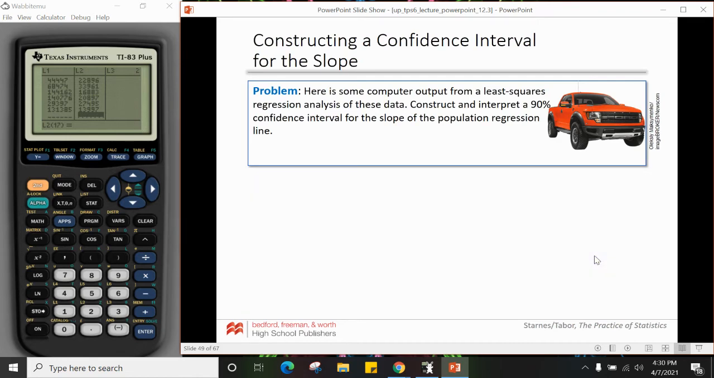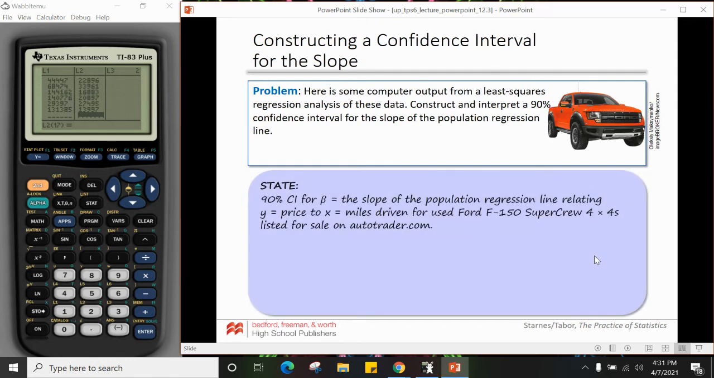So we're stating. Remember, this is a confidence interval, so it's been a little while since we've done it. In our confidence interval, we want to state the confidence level we're doing and the parameter we're looking for. So we're doing a 90% confidence interval for beta, the slope of the population regression line relating y equals price to x equals miles driven for used Ford F-150 Super Crew 4x4s listed for sale on Autotrader.com.